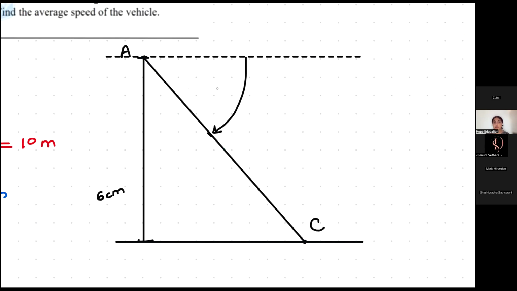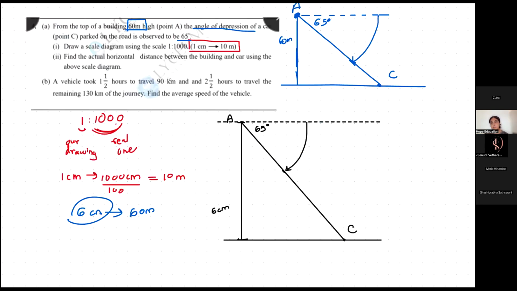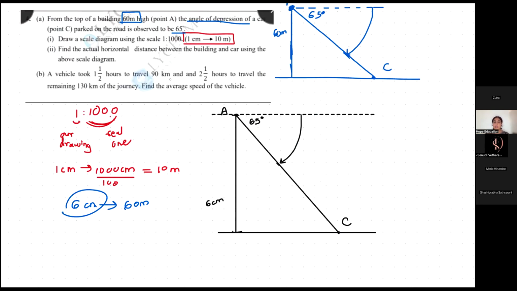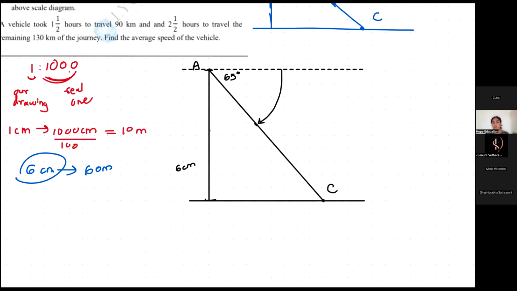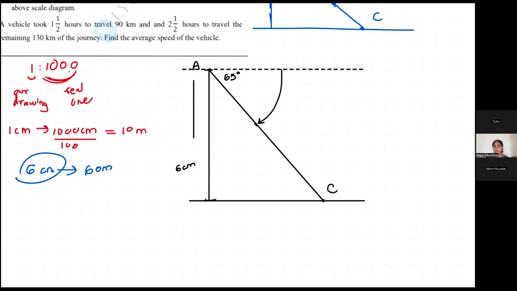So 65 degrees can may angle yeah? Not this angle. Make a 65 degrees can. Okay, eye level angle of depression bala. Okay, up to this point, is this clear? 6 centimeters. So the only two measurements that you have to take is 6 centimeters, which is this, and also 65 degrees, which is this. Measure draw.